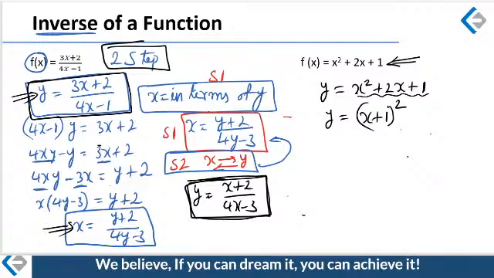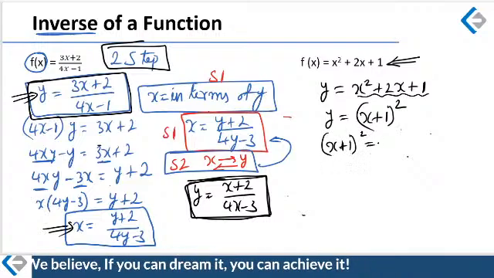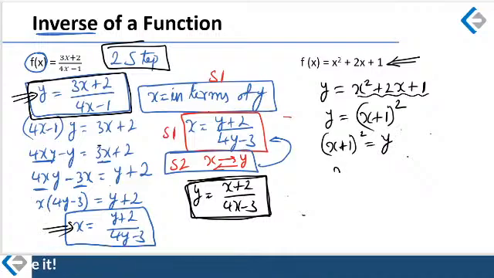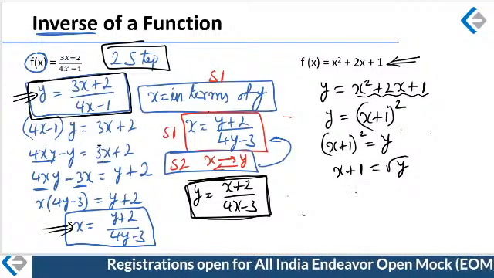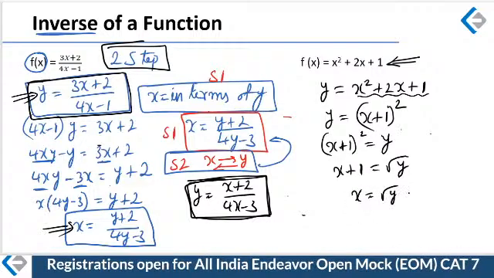Fine, I wrote this. Therefore, you would say, take the square root on both sides. If you want to write it nicely, you can write it like this: (x + 1)² = y. Take the square root on both sides. You will get x + 1 = √y. Therefore, x = √y − 1.